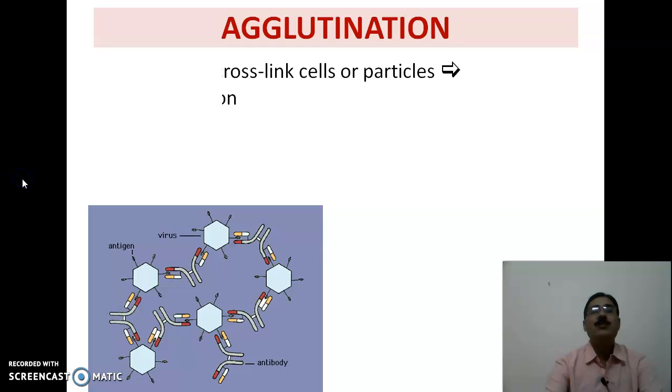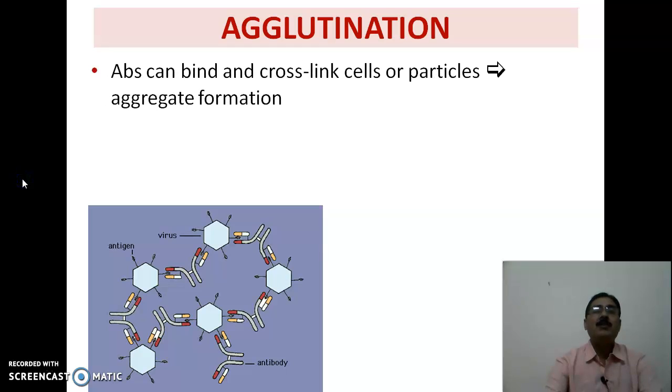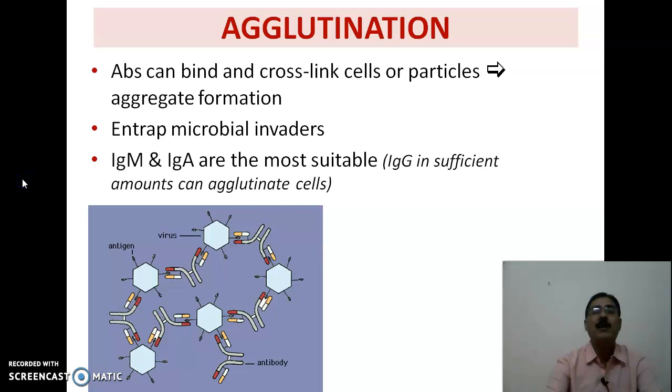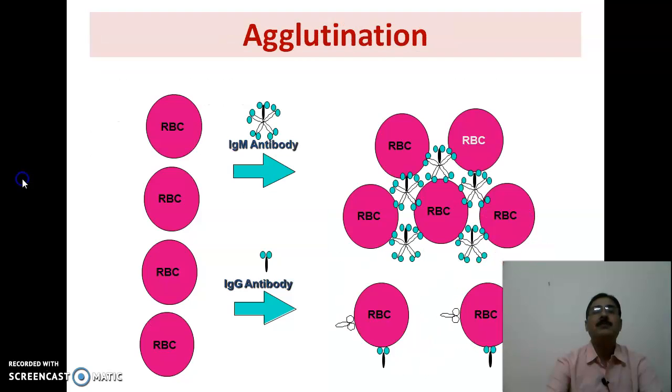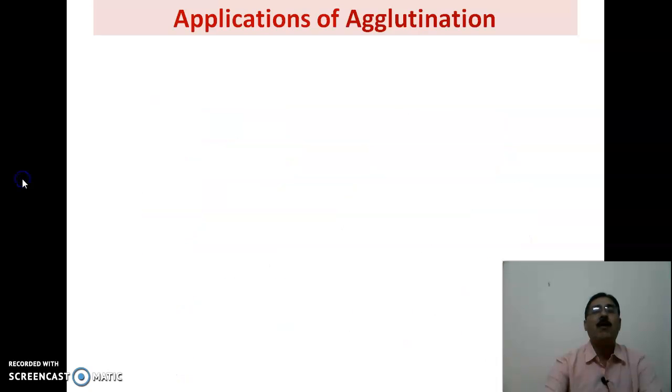Agglutination: the antibodies can bind and cross-link cells or particles, and there is aggregate formation, and these aggregates actually entrap the microbial invaders. The most suitable antibodies for this purpose are IgM and IgA. This is the case of agglutination. You can see how the process is going on.